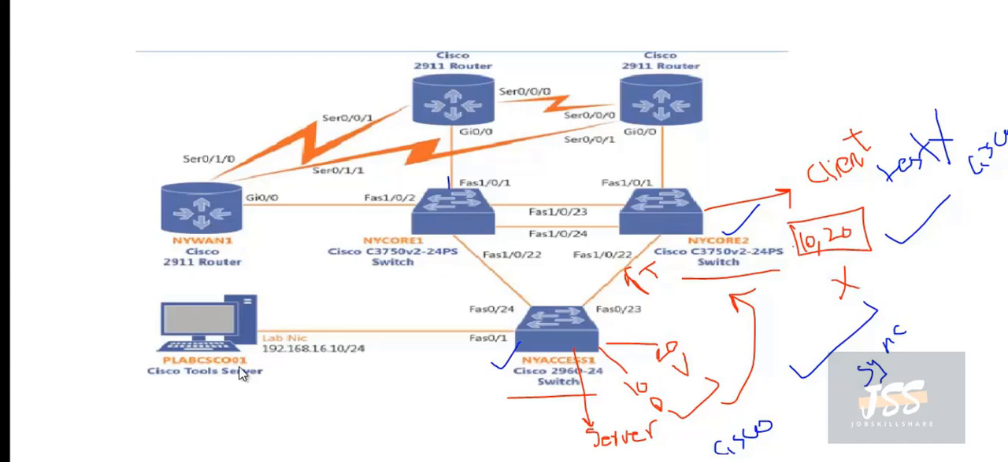And as soon as we did that, it started syncing, and VLAN 10 and 20 were propagated and added over here as well successfully. So this is the troubleshooting that we did in this section. Thank you.